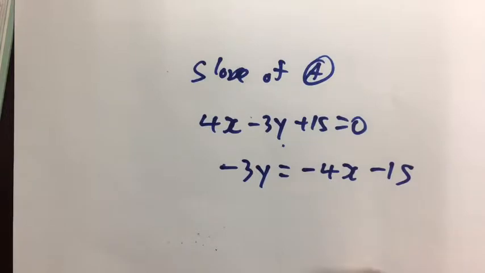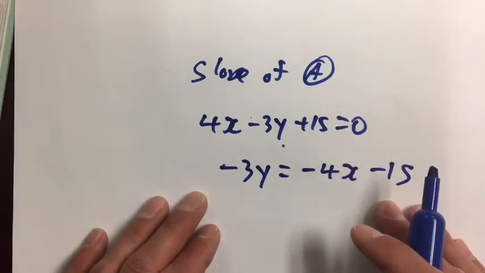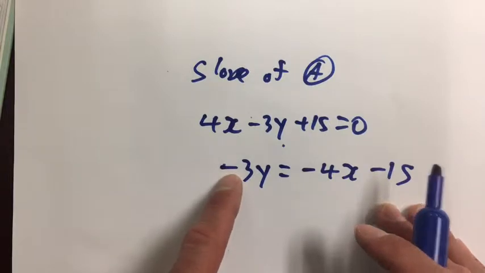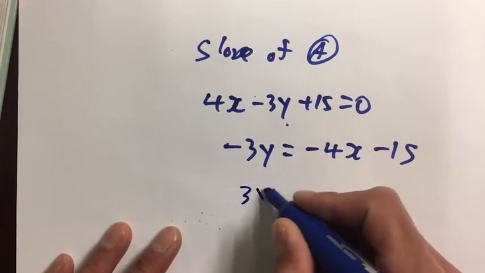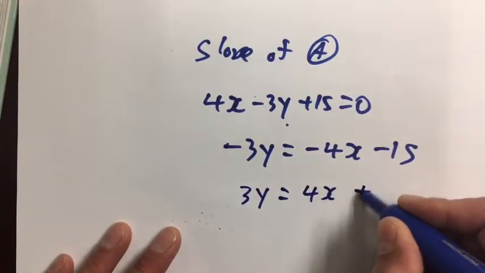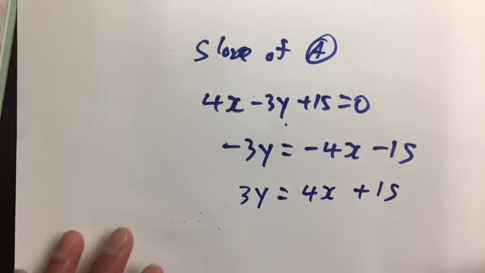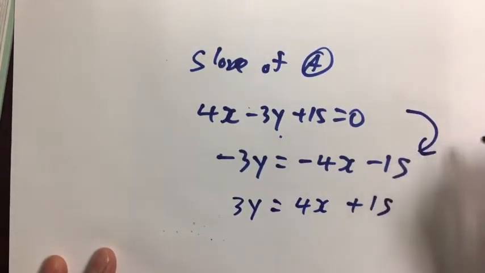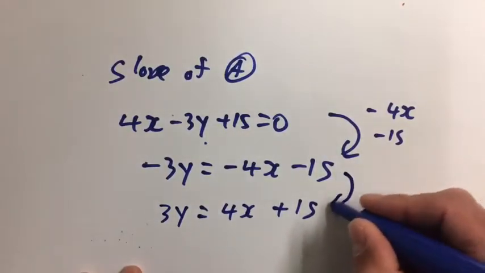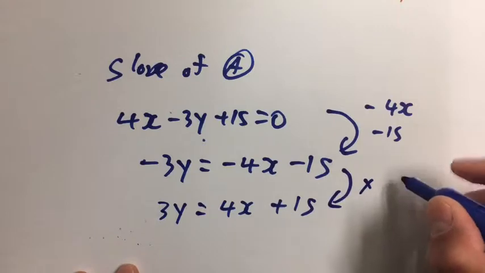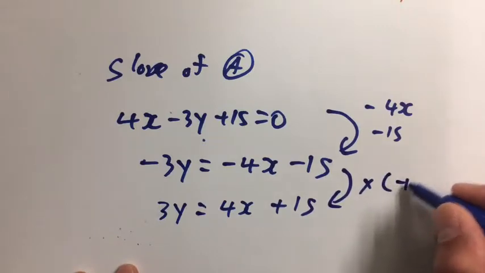Now there's a little trick. If everything is negative, you can rewrite it with everything positive. See, I could multiply both sides of the equation by -1, and that would make this positive, this positive, and this positive. So what I really have is 3y equals 4x plus 15. So step by step, to get from here to here, I subtracted 4x and subtracted 15 from both sides. Then, to get from here to here, I multiplied everything by -1.